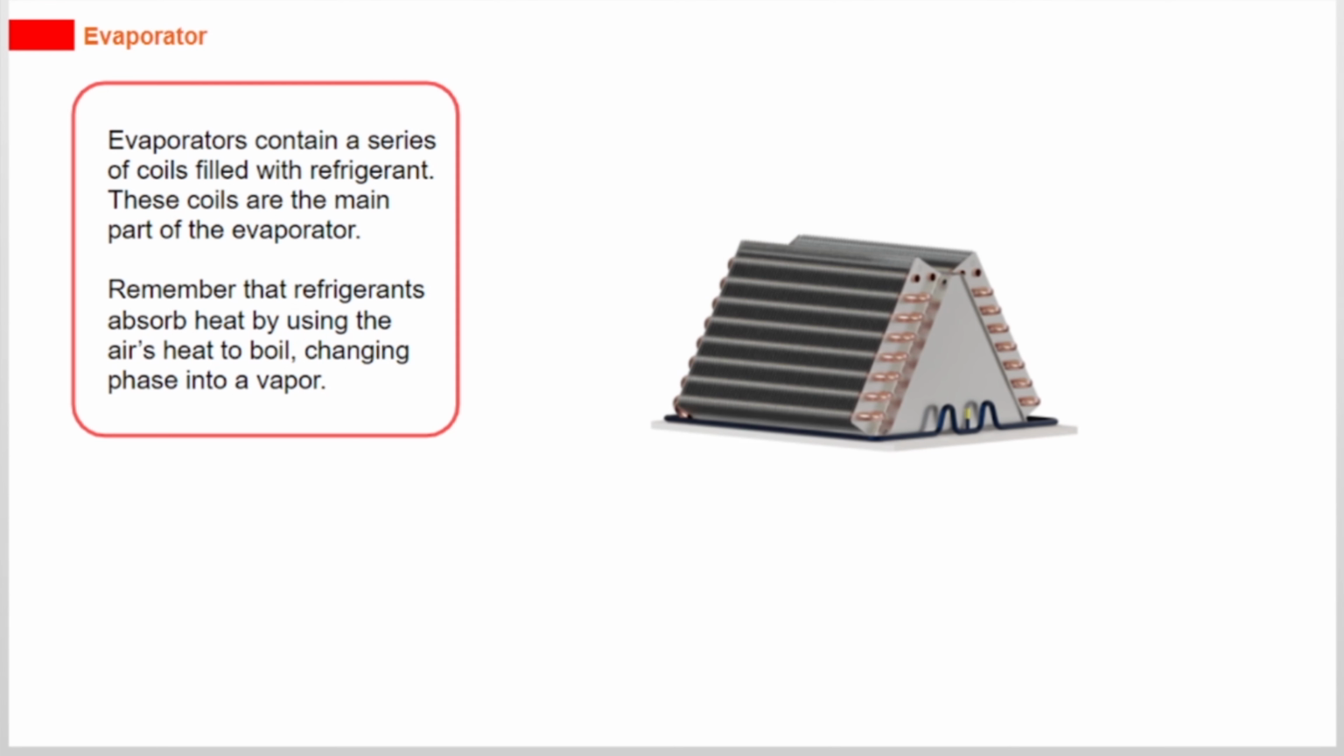Evaporators contain a series of coils filled with refrigerant. These coils are the main part of the evaporator. Remember that refrigerants absorb heat by using the air's heat to boil, changing phase into a vapor.